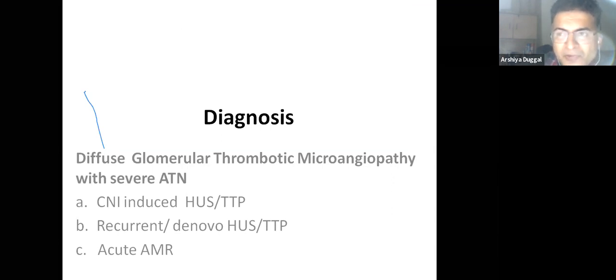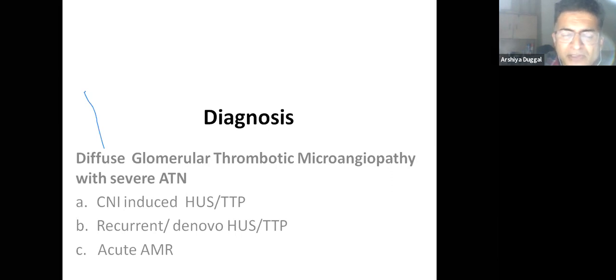So based on the morphology of TMA, it is impossible to say whether this TMA is due to drugs, whether this TMA is because of AMR, or whether this TMA is because of some infection, or it is a de novo HUS or TTP kind of TMA. The only supporting evidence in favor of acute AMR in a conventional transplant is that you get to see microvascular inflammation. You get to see C4d positivity, which you will not see in a de novo HUS-TTP or CNI-induced HUS-TTP. So in the present case, there was no microvascular inflammation. C4d was negative.